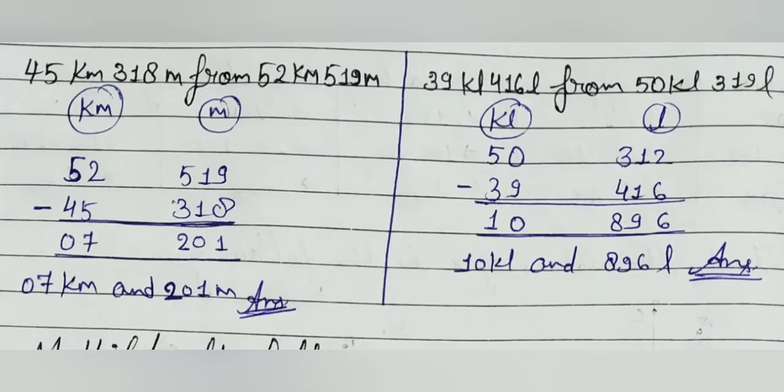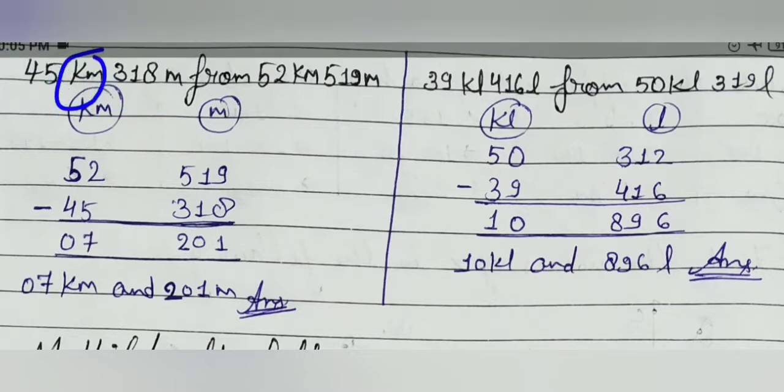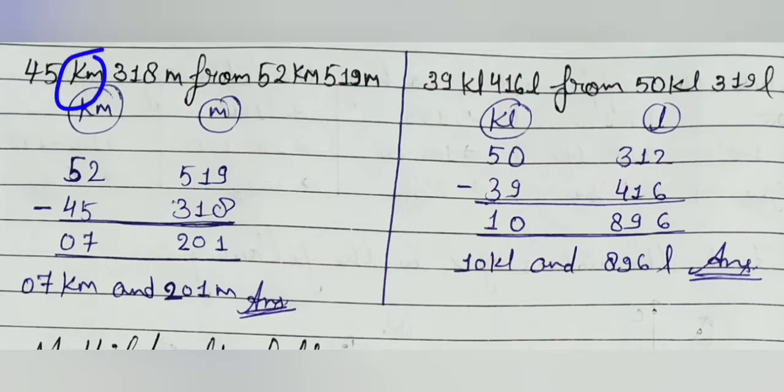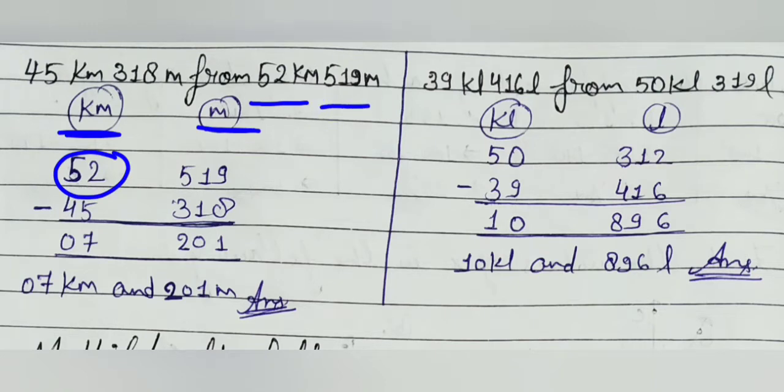Alright, now come ahead. Now let's see a few more questions based on subtraction. Bachcho, the question given here is 45 kilometer and 318 meter, and we have to subtract this from 52 kilometer and 590 meter. You can see the question is given here in kilometer and meter. It means that we have to put here kilometer and here meter and put the values. This is 52 kilometer, so write 52 below the kilometer. This is 590 meter, so write it below the meter.